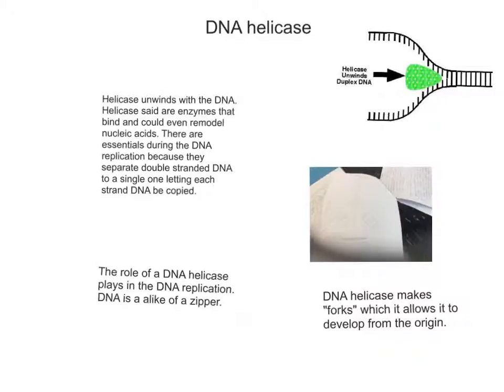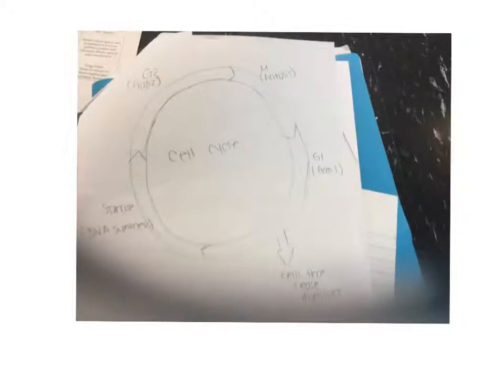DNA helicases bind the DNA. Helicases are enzymes that bind and can even remodel nucleic acids. There are RNA and DNA helicases. DNA helicases are essential during DNA replication because they separate double-stranded DNA into single strands, allowing each strand to be copied. In this picture, the cell cycle is explained right here in this slide.